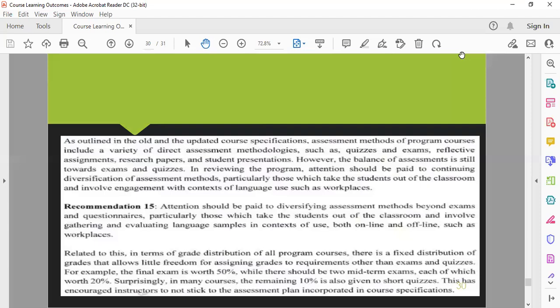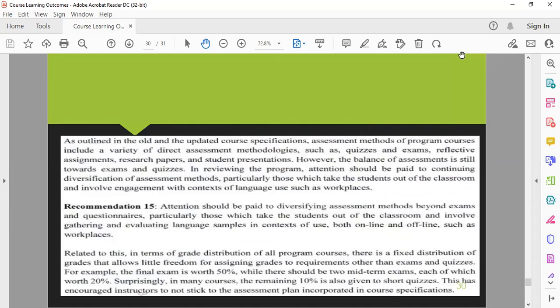This is a final note about assessment, and I invite myself and my colleagues here to, while writing the course assessment methods, diversify the assessment methods and try to implement them. We have to be practical.